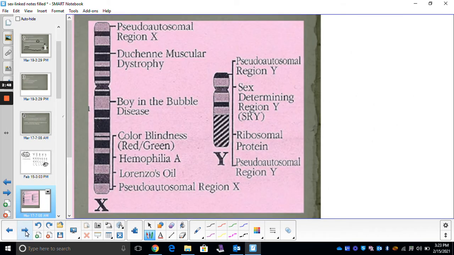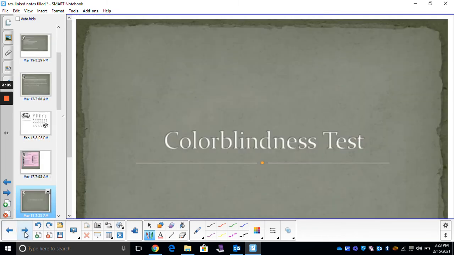Again, another picture for you guys with X and Y chromosomes. The X chromosome is much longer. It has more DNA, can carry more disorders as well. The Y chromosome doesn't have nearly as much DNA and carries fewer genes as well.